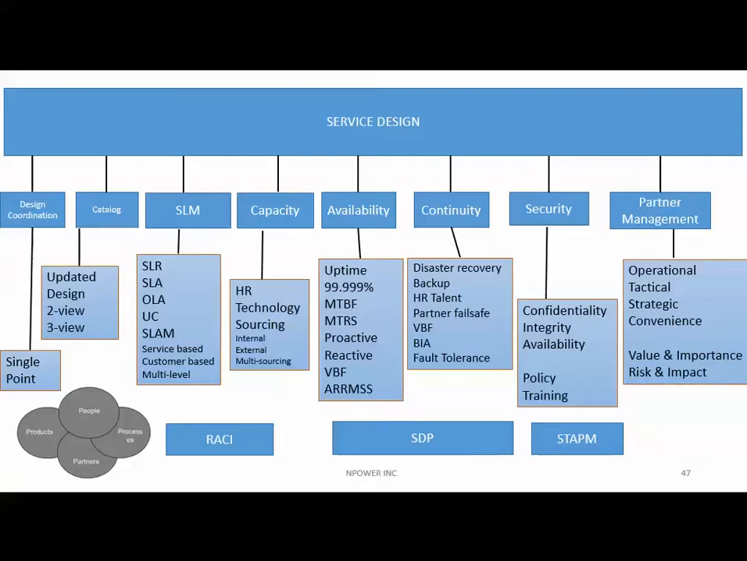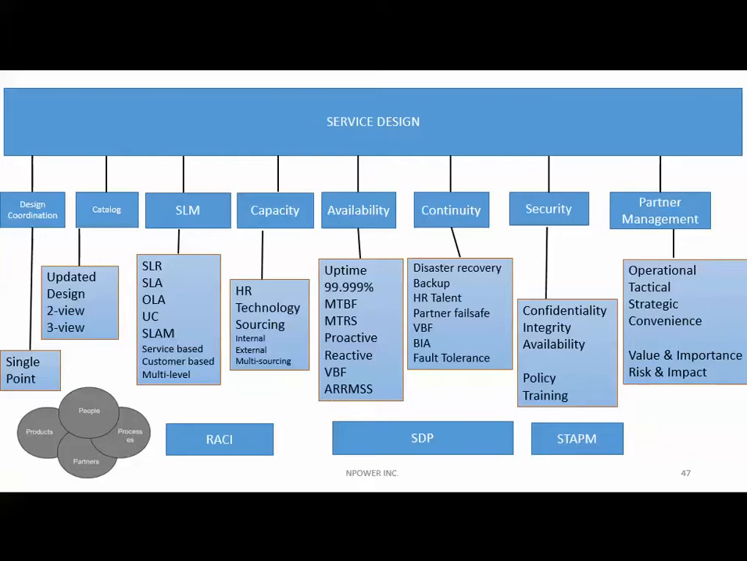What is a UC? Underpinning contract. Are those internal contracts or external? They're external, right? We have underpinning contracts with external parties. SLAM. What does it mean to SLAM? The metrics or monitoring, right? It allows us the ability to monitor the performance within our service level agreements. We have SLAM meetings every so often to figure out where we are with our service level agreement performance.